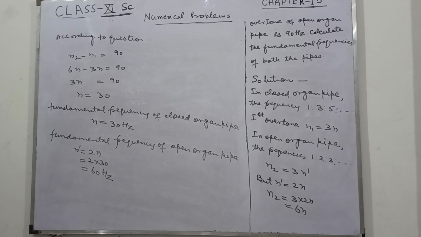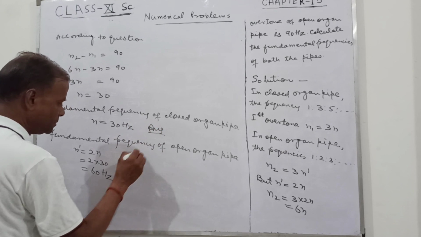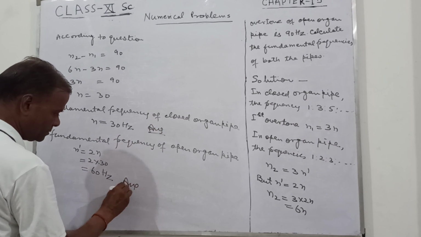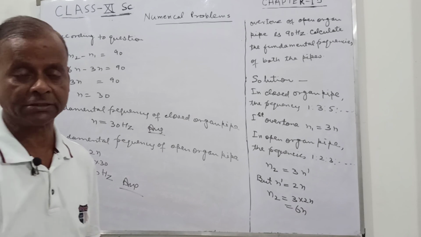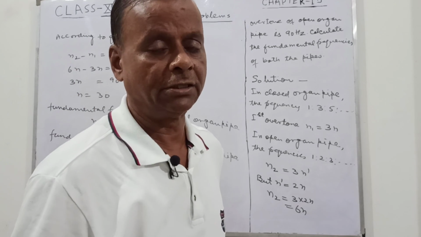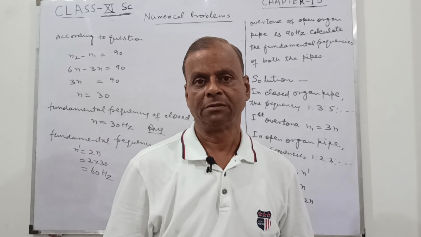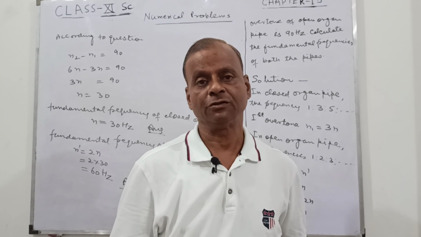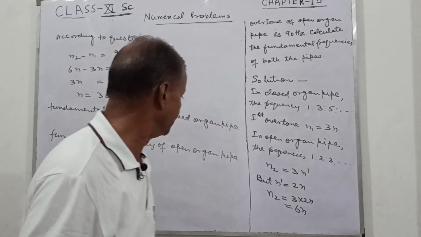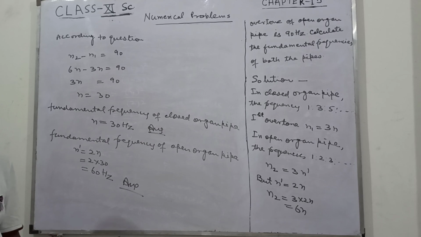So this is the answer. Always remember in your mind that if the closed and the open organ pipe are of equal length, then the frequency of the open organ pipe is just double the frequency of the closed organ pipe. So this is the 6th question.